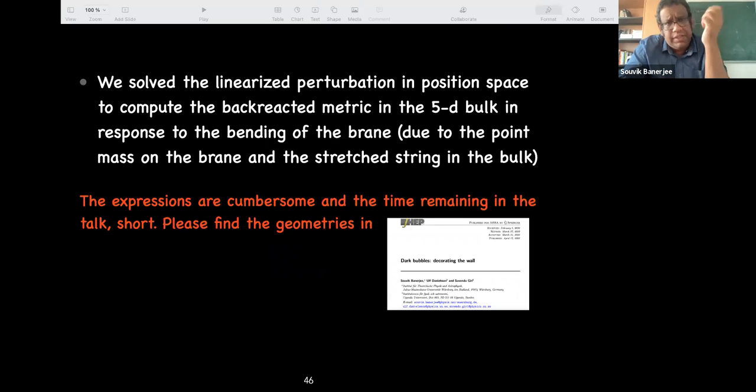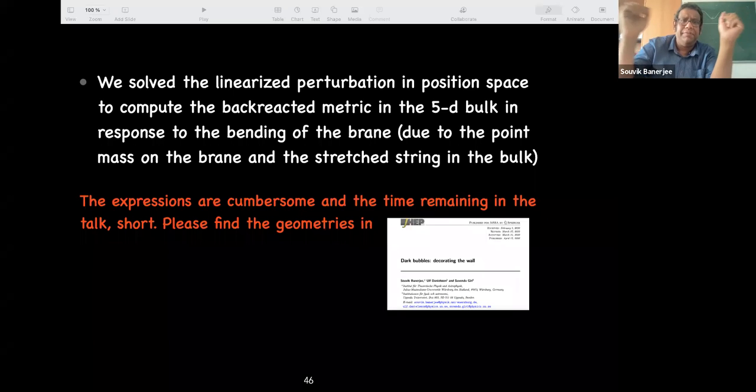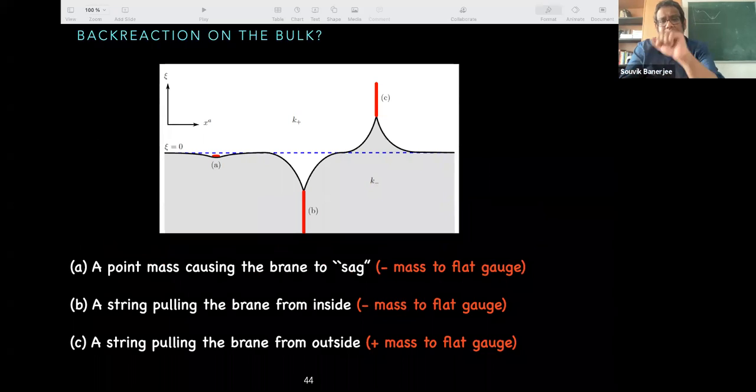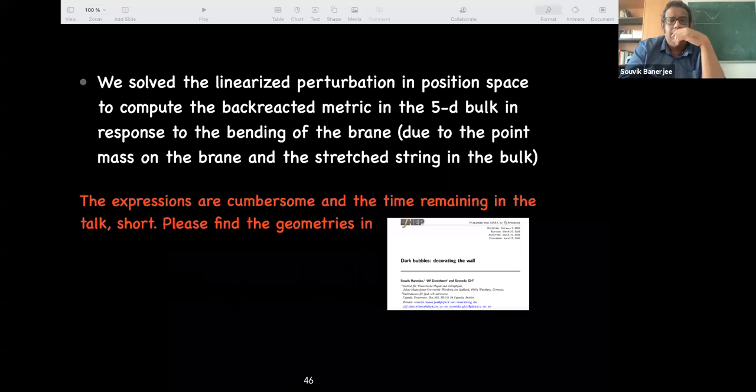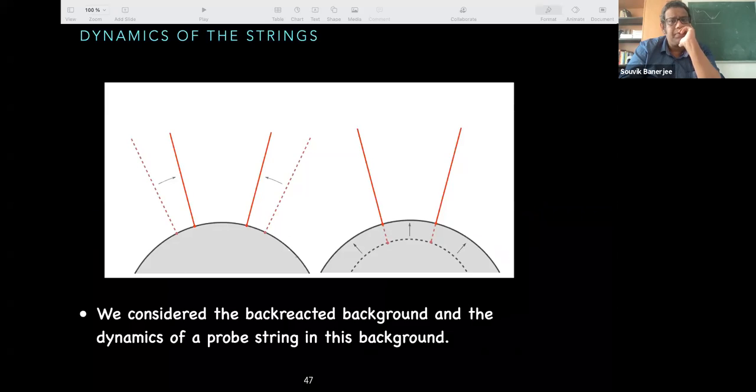And we actually solved this linearized perturbation in position space to compute the back-reacted metric in the 5D bulk in response to the brane bending. So this brane bends and therefore it back-reacts on the bulk. So you can reconstruct the bulk starting from the brane. We also did that in this work, but these are a bit technical, so I don't want to go into detail. And we also tried to understand the dynamics of the strings as this brane is expanding.